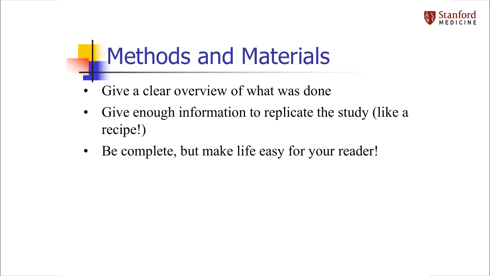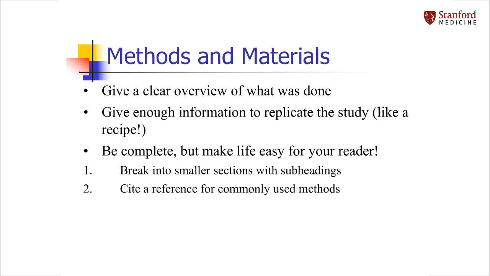You want to give enough information that somebody can replicate your study, but try to minimize the complexity. Try to make life as easy as possible for your reader. So there's a couple of things you can do to make life easy for your reader. You can do things like break your methods into smaller sections with subheadings, or cite a reference for commonly used methods rather than going into all the details of a well-known method. And wherever possible, display methods information in a flow diagram or even a table. Get creative. There are a lot of things in the methods and materials section that are better presented as a table or a flow diagram rather than as text.